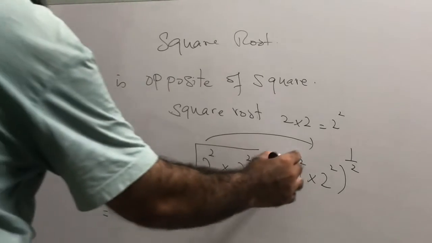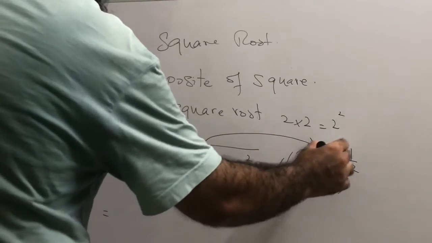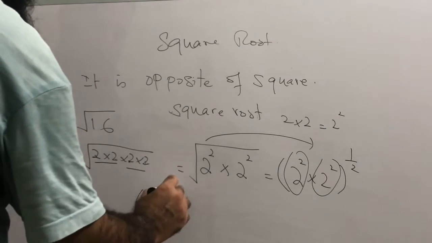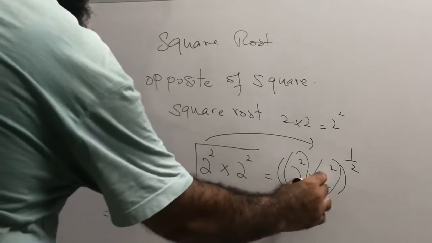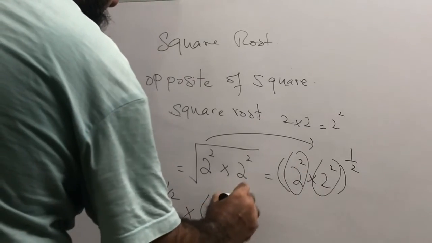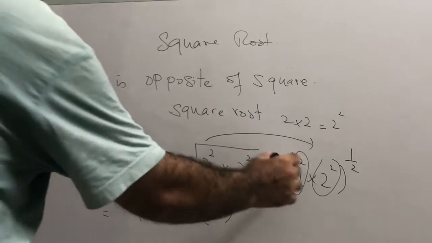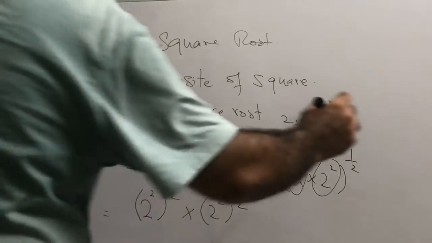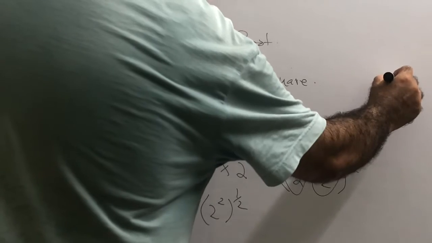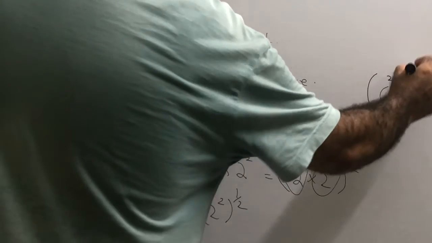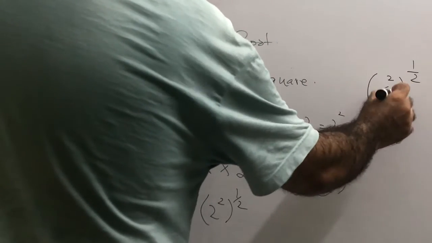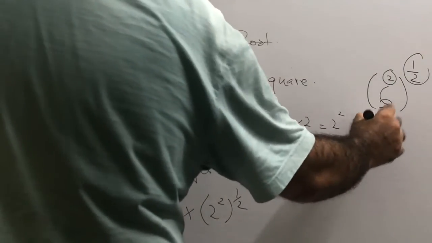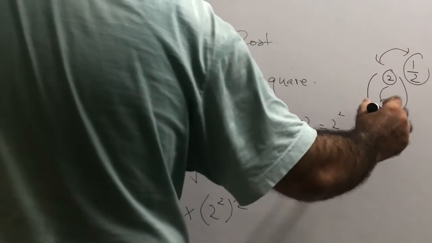Now all the numbers inside will get the same power, so we can write it as 2 power 2, its power 1 over 2, then multiplied by 2 power 2, its power 1 over 2. Both numbers inside got the same power. Then there is a rule that if there is a base with a power, and then again a power, a double power, in that case the rule says that the powers get multiplied.